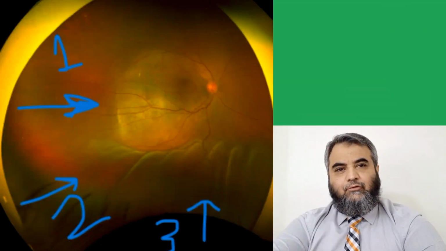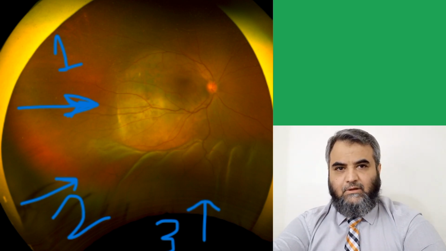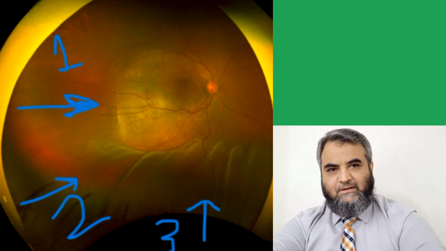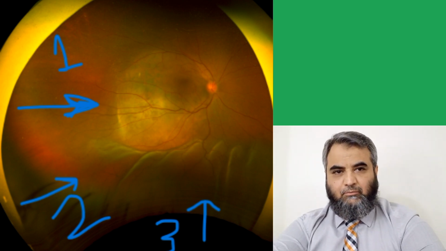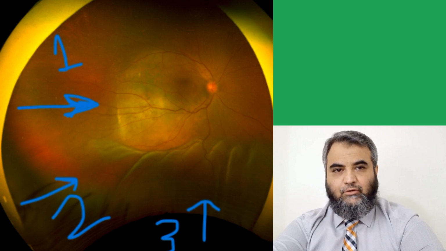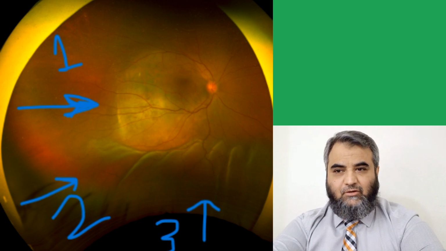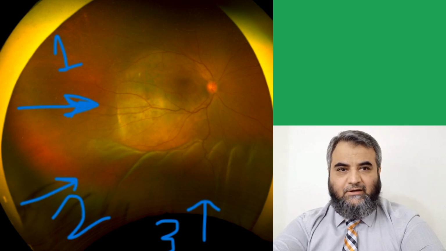Now our case. This is a 40-year-old lady who presented with vision of counting fingers. The anterior chamber was unremarkable, with no findings; cornea, AC, and lens were normal. But on fundoscopic examination, we found this elevated, dome-shaped growth in the posterior pole, and you can see that it is bulging forward. If you look at number 1, this is the choroidal melanoma.